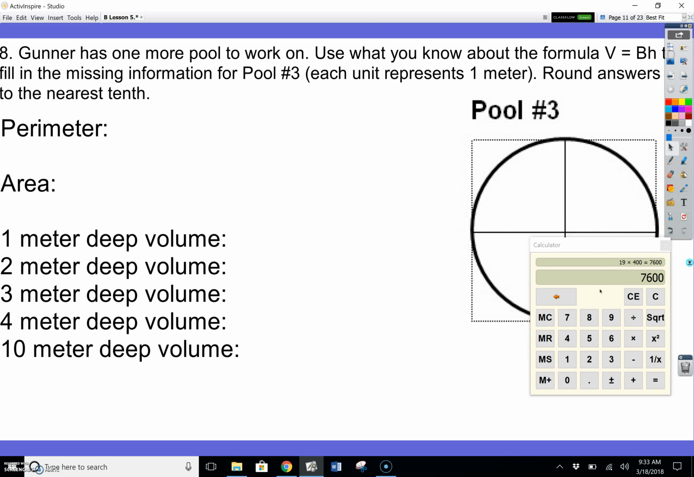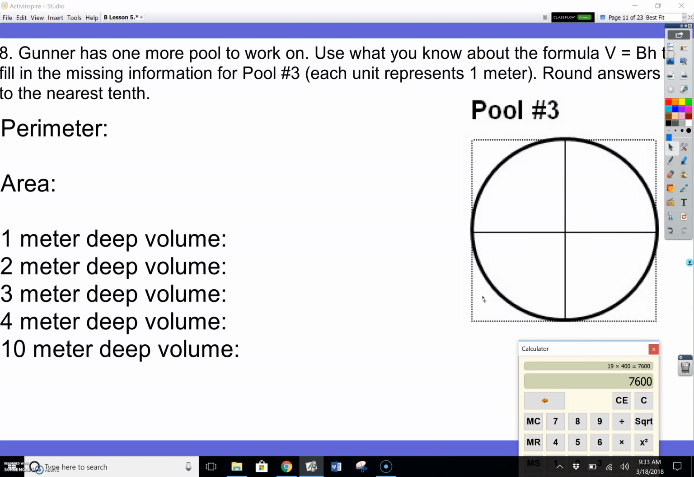So what I want us to look at is this shape of a pool. Here's my pool. And what we are going to do is find the volume of this. So first thing we're going to do is find the area. So remember, it's area of the base, and now we're dealing with a circle. So area of a circle is pi radius squared.